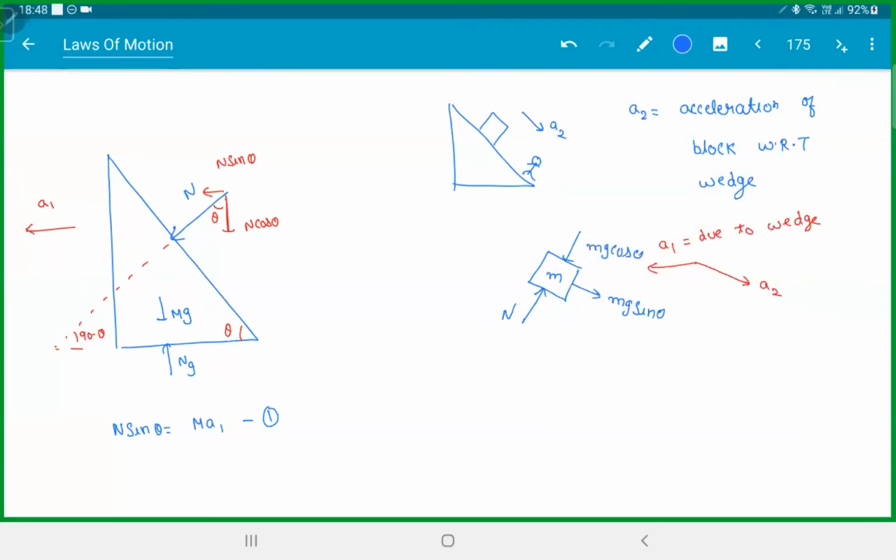So if you look at the forces here, I'll just write the acceleration of the block. The block has actually two accelerations, A2 and A1.